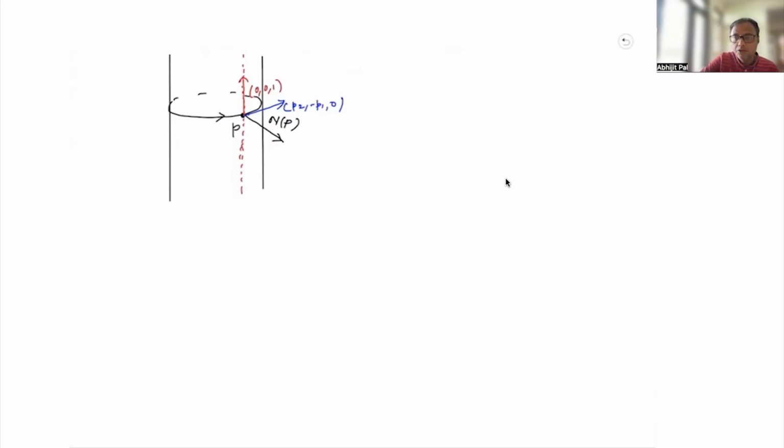The Gaussian curvature is defined to be the product of the principal curvatures. Here one principal curvature is 0 and another one is positive, and when you multiply, it will be equal to 0. So the Gaussian curvature of the cylinder is 0. Okay, so we'll continue in the next class.